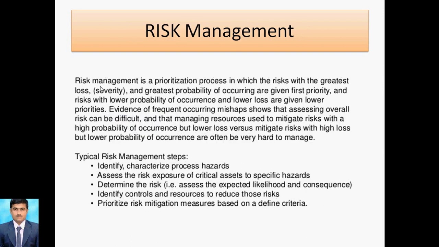Then risk management. As we know what type of risk is there, at the priority level the greatest loss and greatest probability of occurring are given the first priority, and risks with lower probability of occurrence come after. That type of risk we can study. That's why we need to identify the process hazards. Which type of hazard is there, because a number of hazards are available: chemical hazard, physical hazard, biological hazard, noise hazard, and ergonomic hazard. According to that we can check it out, and then we can take our risk.